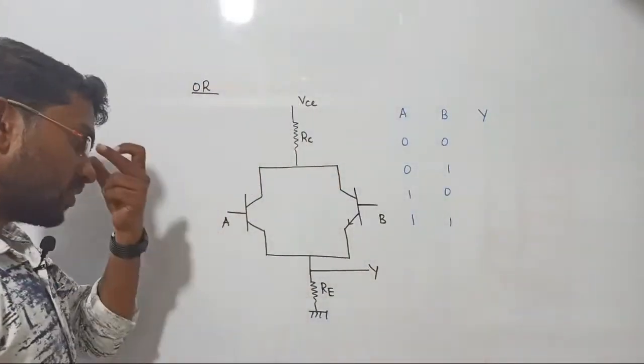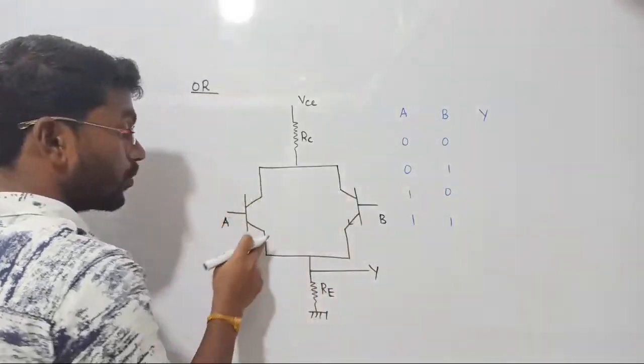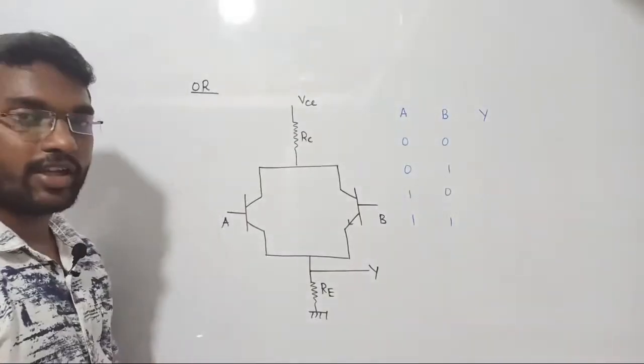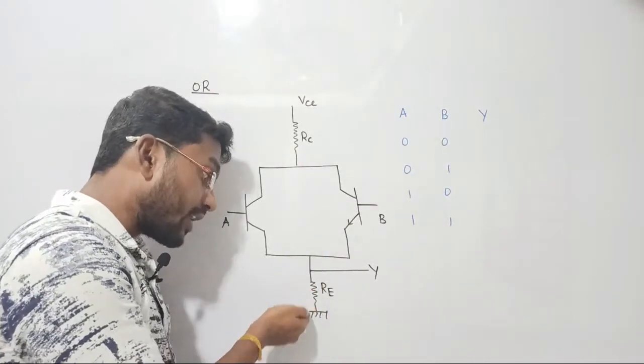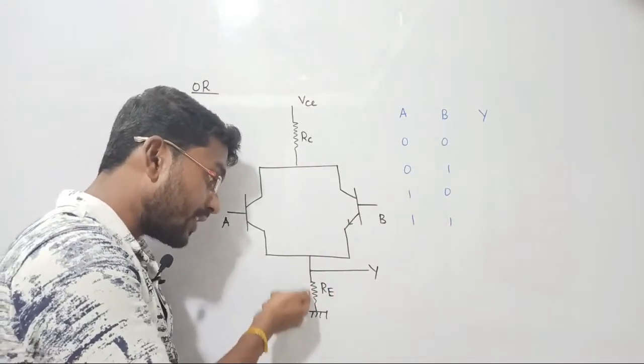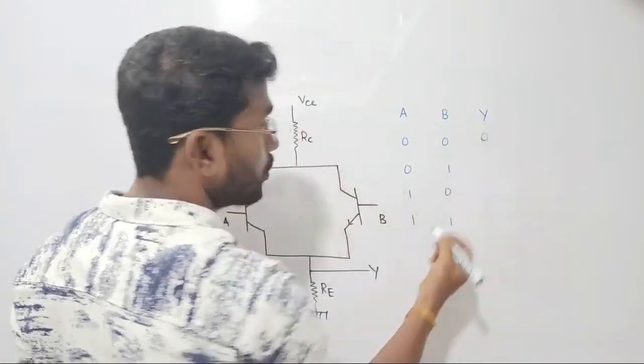Do it. What will come if you give 0 0? If you are giving 0 0, both these transistors are open circuit. If both are open circuit, automatically it is open circuit. So in open circuit there will be no current flow. If there is no current flow, there will be no drop across this resistor. So this 0 voltage will come directly to the output, such that output is going to be 0.